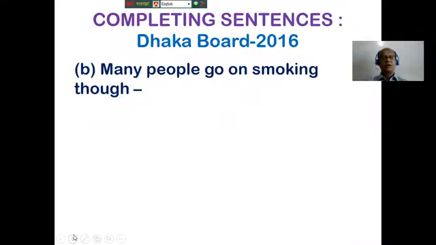Now let us go to question number B, sentence part B. Many people go on smoking. So see that the second sentence indicates or keeps the theme. So all these 5 sentences bear a single theme. The theme is smoking and its related aspects of negative things or what we should do to avoid things. So accordingly, we have to complete the rest of the sentences according to this theme.